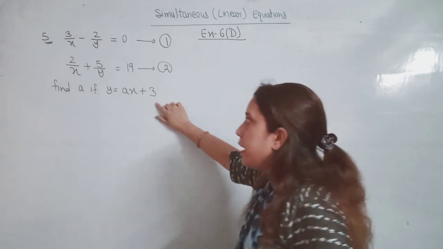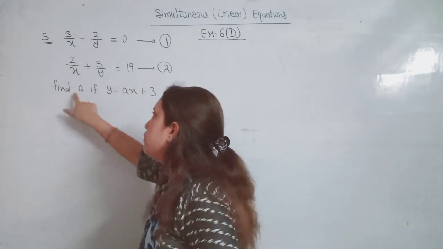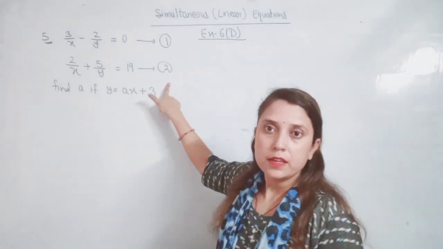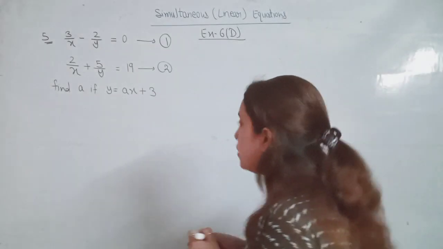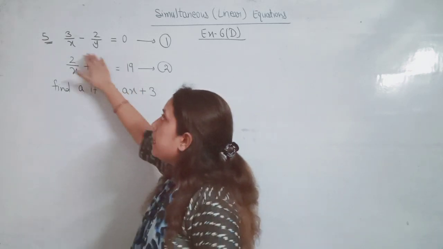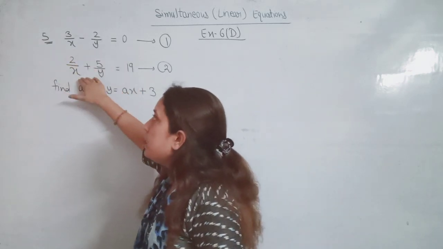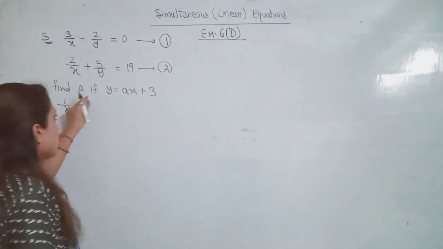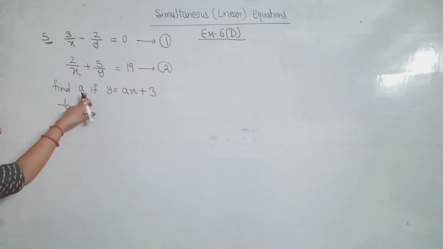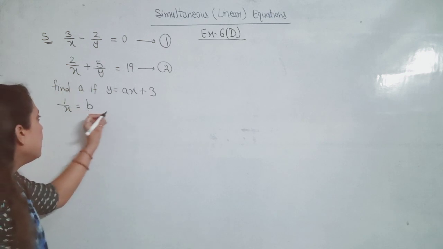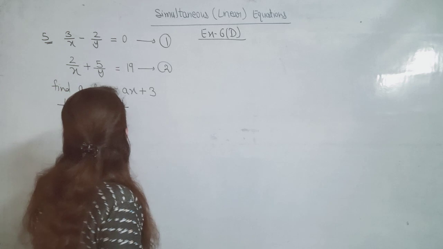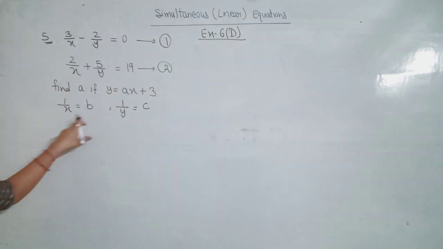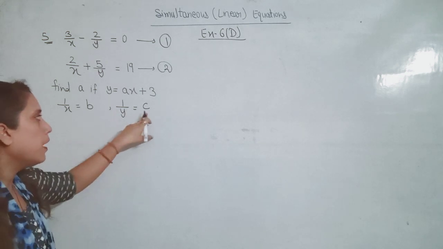If y = ax + 3, for finding this value, first we find the value of x and y from equation first and second. If you observe here, again the variables are in the denominator, so we will let 1/x = a, which is already given in the question, so we will take another variable b, and 1/y = c. Now put b in place of 1/x and c in place of 1/y.